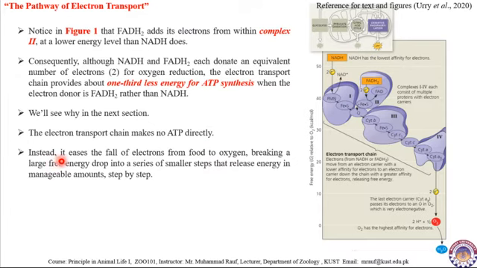Instead, it eases the fall of electrons from food to oxygen, breaking a large free energy drop into a series of smaller steps that release energy in manageable amounts. Now, what is the significance of the electron transport chain? The ATP molecules are produced slowly and gradually, in a way which is more feasible for the cell.